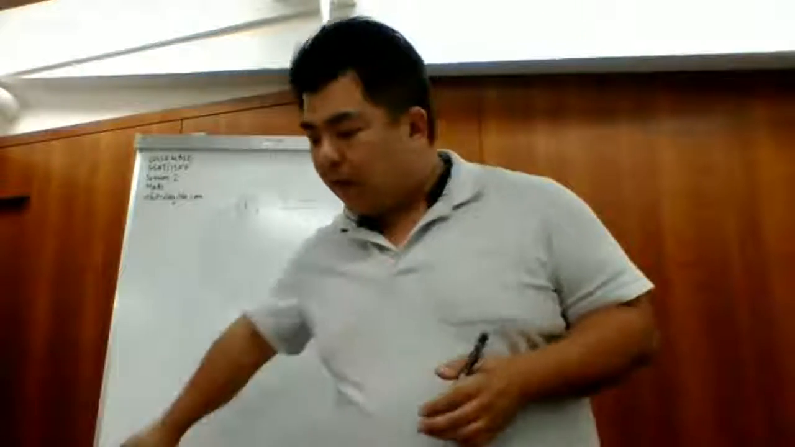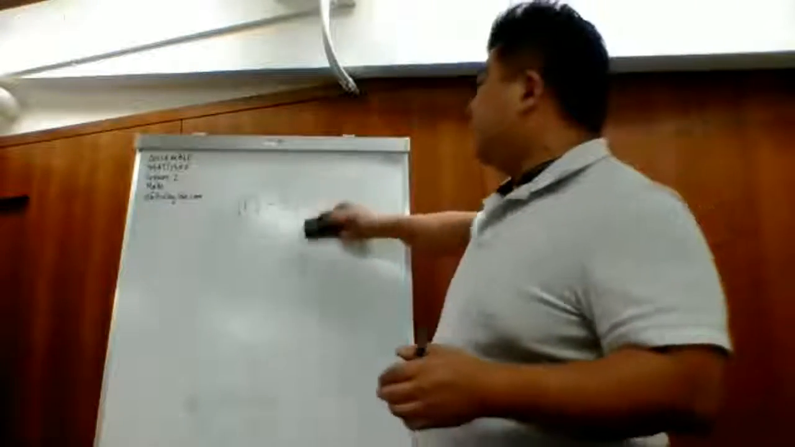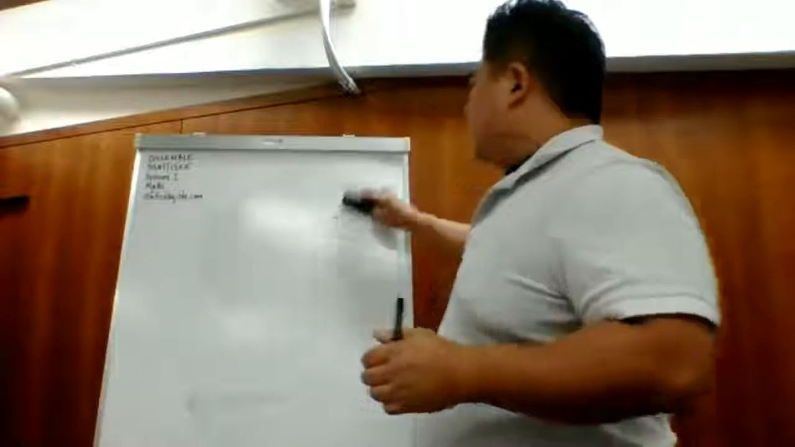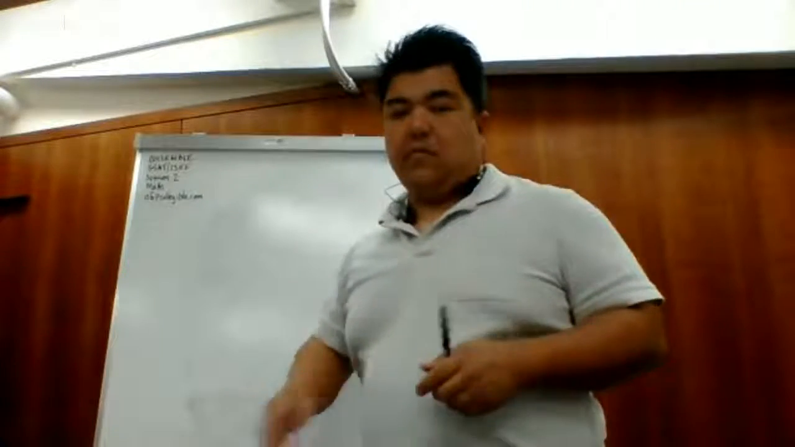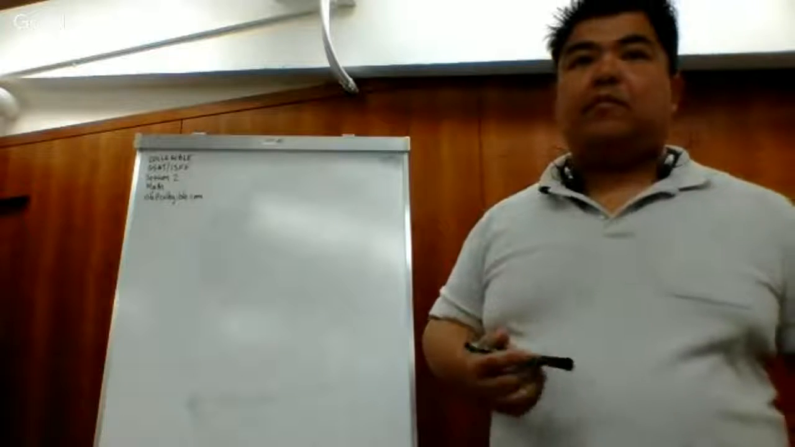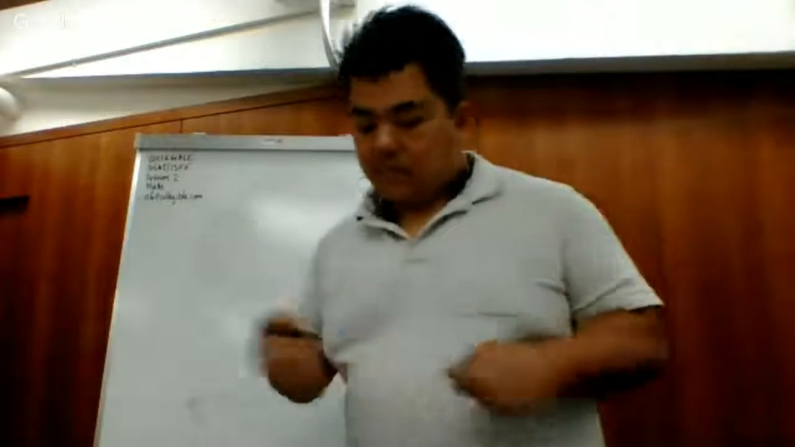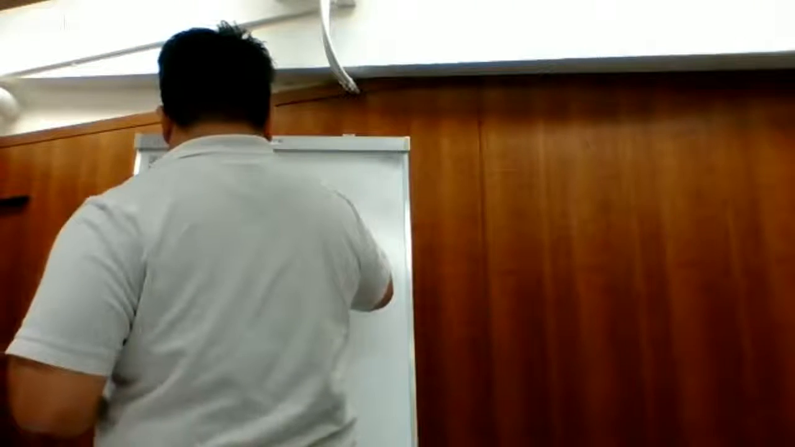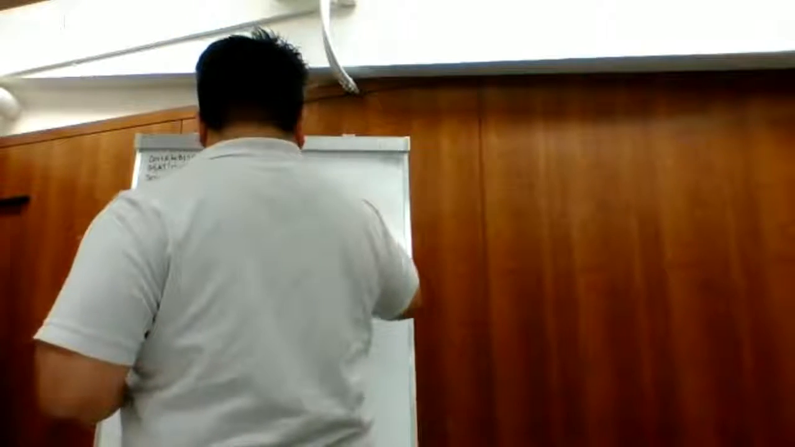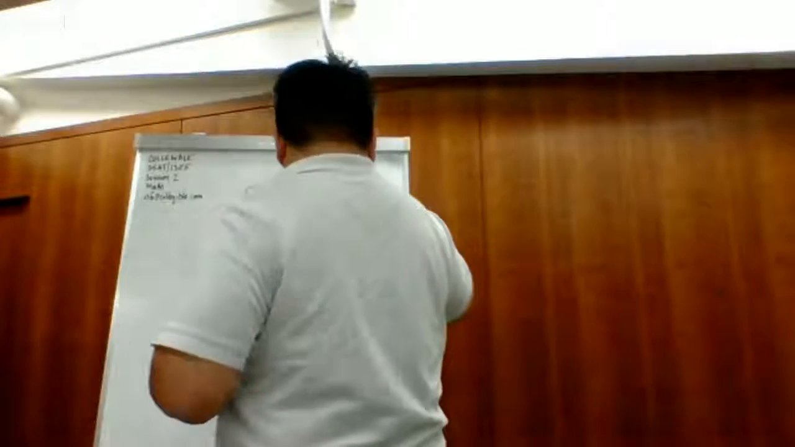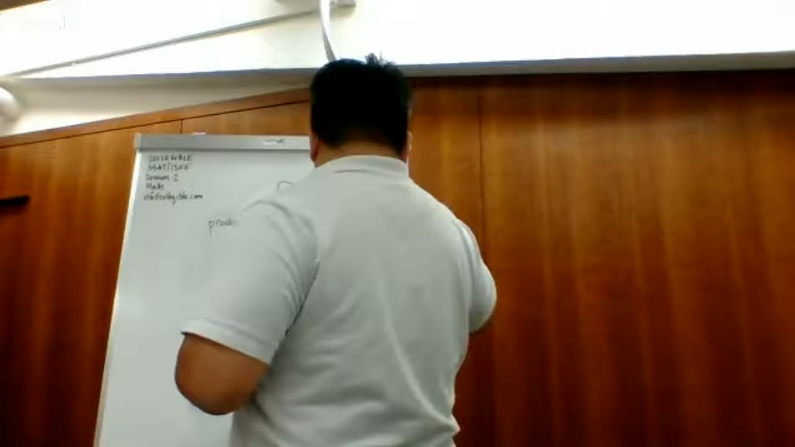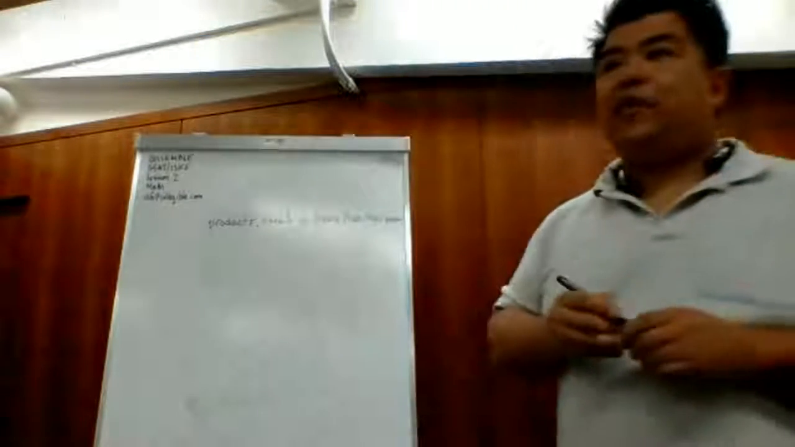Let's go with Megan, number 5. The product of A and B is 3 more than their sum. Okay, it's a lot of translating here.